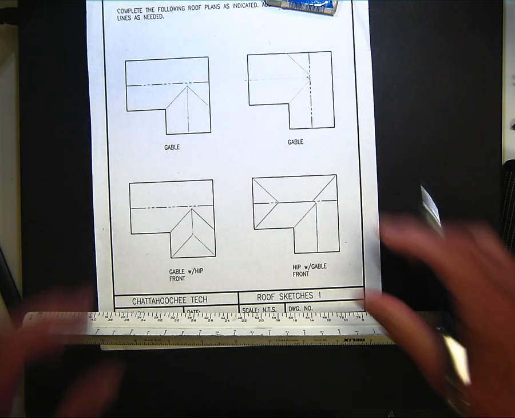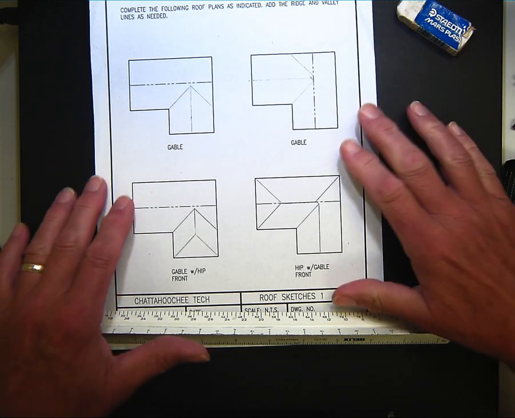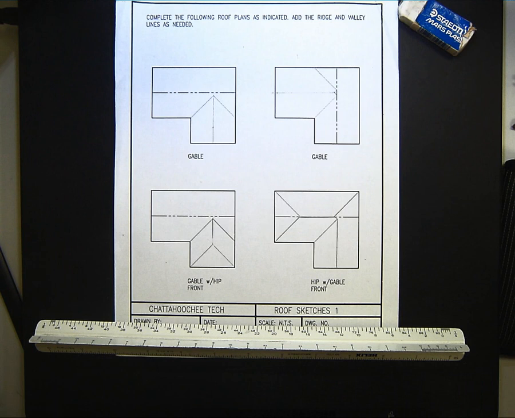Okay, so we've got the same building footprint, but four different roofs going here. So that's what you're going to do on this worksheet. I'm going to pause this video and start another one for the other two worksheets.